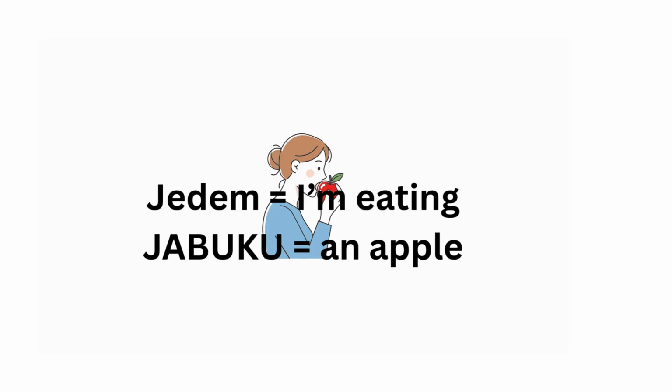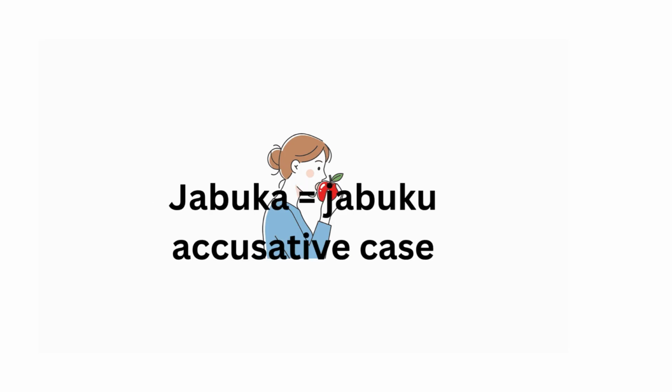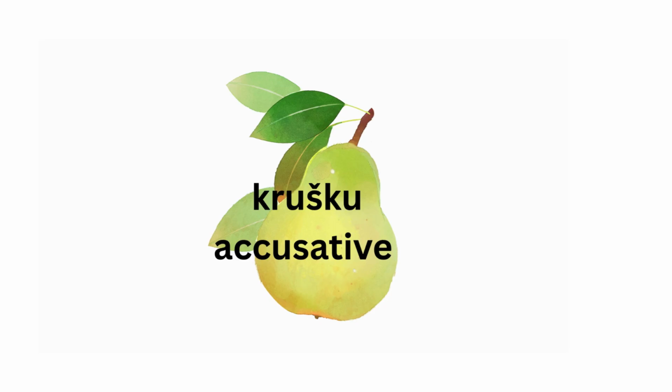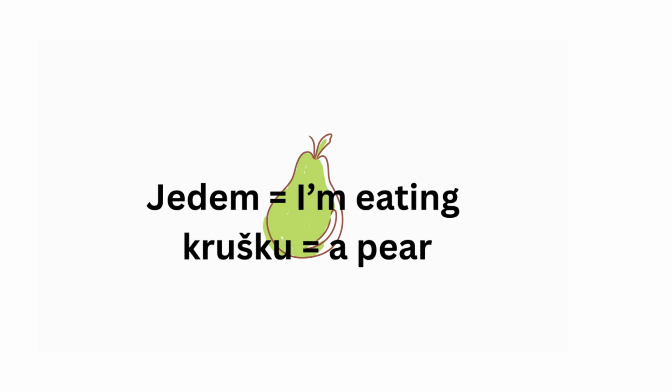Jedem, I'm eating jabuku. I'm eating an apple. See that? Jabuka changes to jabuku in the accusative case. It's the same with kruška. That's a feminine noun. It changes to krušku in the accusative case. Jedem, I'm eating krušku, a pear.